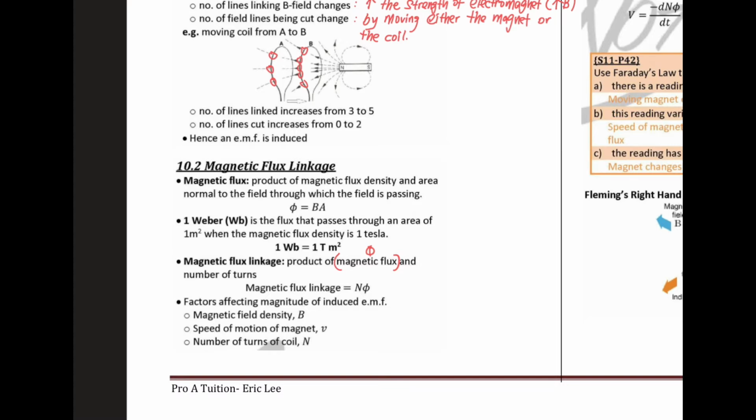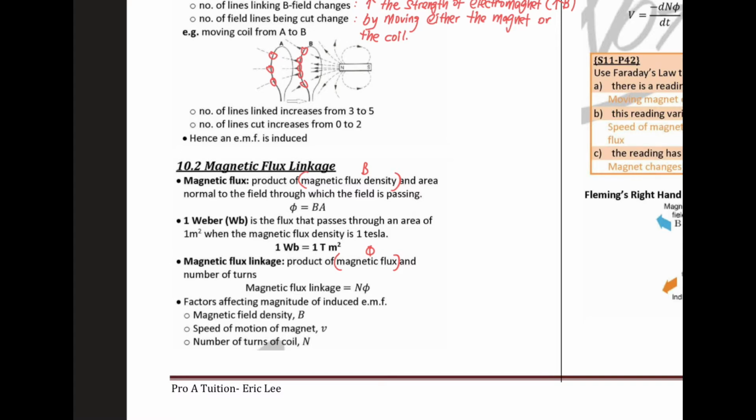So what is magnetic flux? Let's see the first point. Magnetic flux is the product of magnetic flux density. Magnetic flux density is something that we learned in chapter 9. Magnetic flux density is B. That time I said this is magnetic field strength. So it is related to force actually. We have to know that magnetic flux density is force per unit current per unit length. So it is related to force.